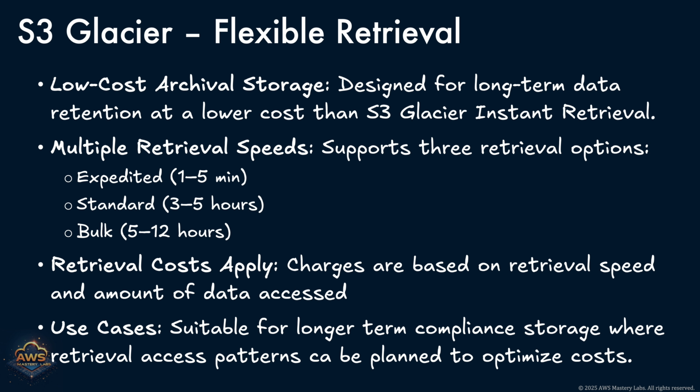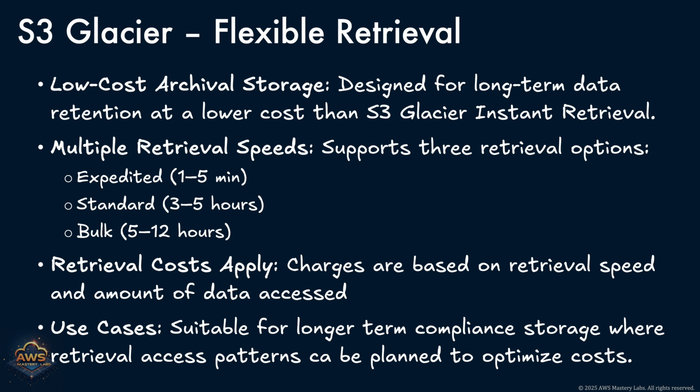Although Glacier Flexible Retrieval ensures the same 99.9999999%, 11 nines, durability as other S3 storage classes, its availability is lower than that of S3 Standard or Intelligent Tiering, making it appropriate for non-critical data that can tolerate delayed access.